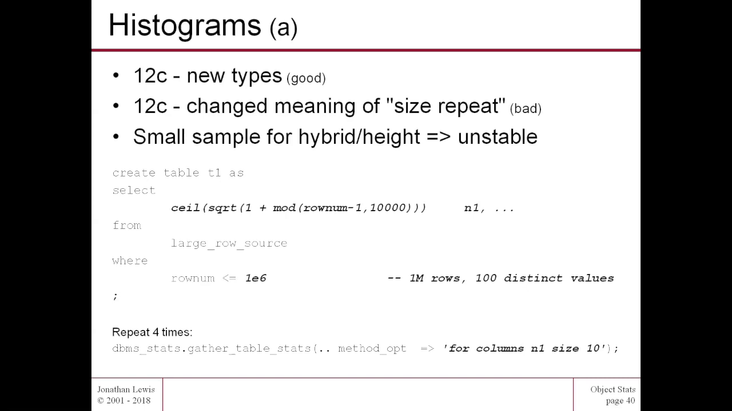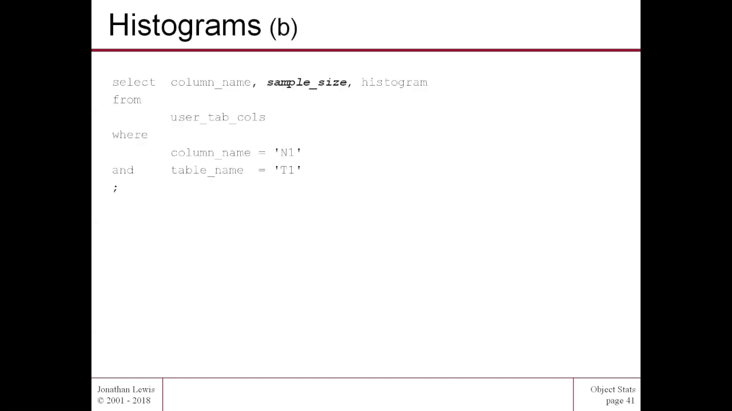And then I'm going to run a couple of queries, one which says, show me the user tab calls for this table, show me the sample size you've used and the type of histogram you've got, okay? What do I get from here? I run the gather stats, and Oracle says, I've sampled 5,500 rows from a 1 million row table. And the size can get much bigger. It's a hybrid histogram.